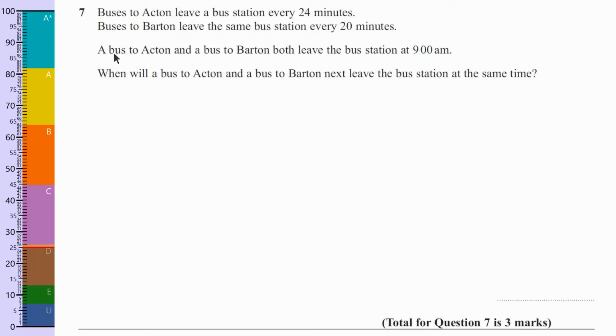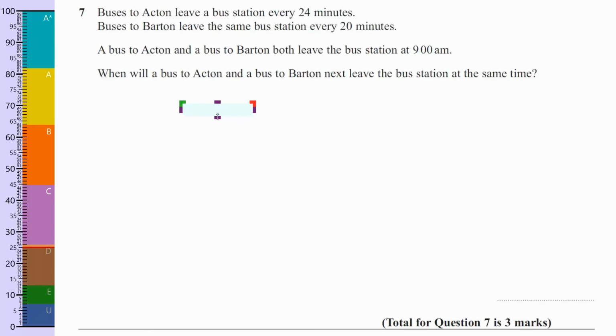Something that we need to not forget is the fact that it leaves at 9 AM. So when we work out what the lowest common multiple of both of these numbers is, we need to remember to work that out in hours and then add it onto the 9 AM there.